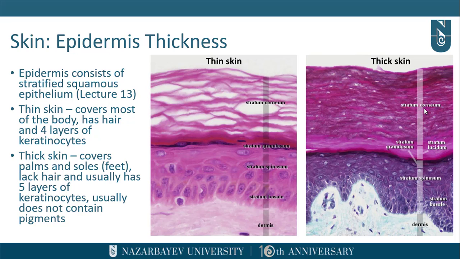So therefore it's called thick skin, and we can find thin skin in most of our body parts, and thin skin normally contains hair, whereas thick skin is found in the soles of our feet and also the palms of our hands, and it is hairless. Normally it does not contain any pigments, whereas thin skin contains pigments. And we covered during our last lecture that the epidermis consists of stratified squamous epithelium, that is multi-layered epithelial cells.